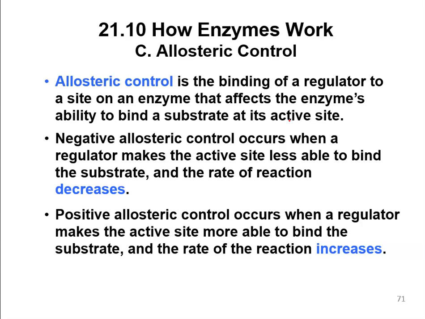Okay. Allosteric control is the binding of a regulator to a site of an enzyme that affects the enzyme's ability to bind to a substrate. Okay, so I'll show you a picture about this. There is two types, negative and then there's a positive allosteric.